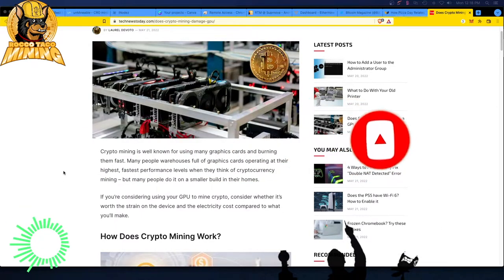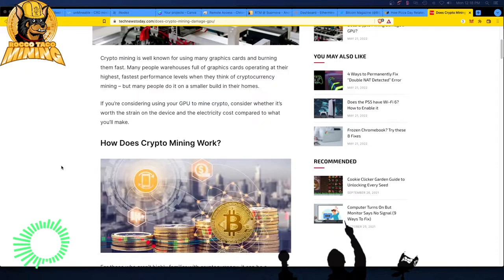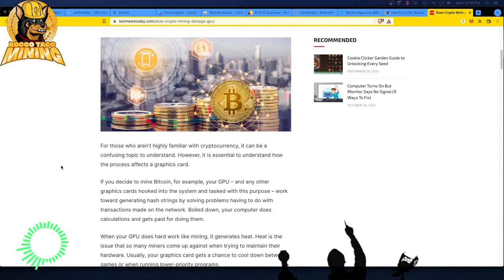Whereas when you play a video game, of course, they get hot, they heat up. But again, then you stop playing a game. The card will go back to a normal state and have a chance to rest, you could say, and so forth. So anyway, let's just go through some of the points here.